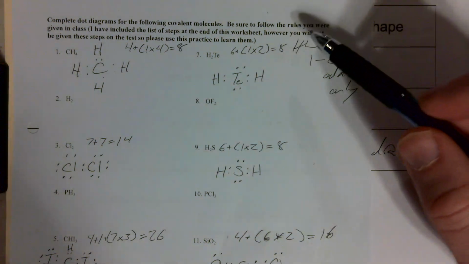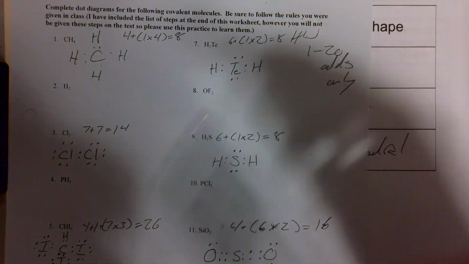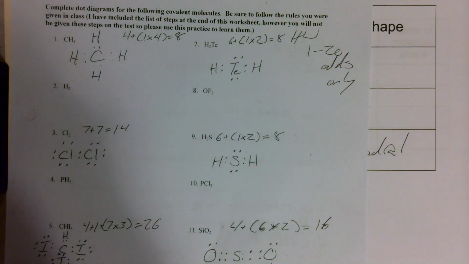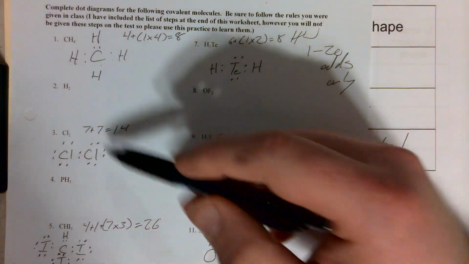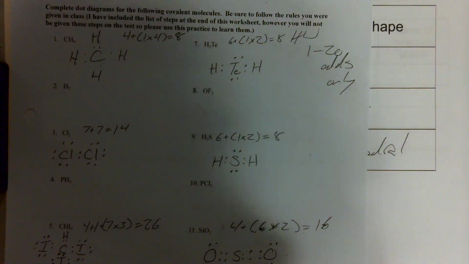Odds only. Just for right now. You're going to go back, and it's going to give you some more practice for you to do on your own. But for right now, I just want you to do the odds only. And here we have all the different Lewis structures.